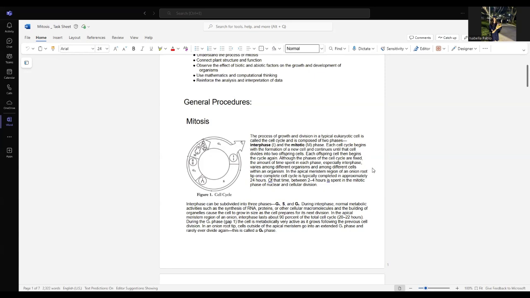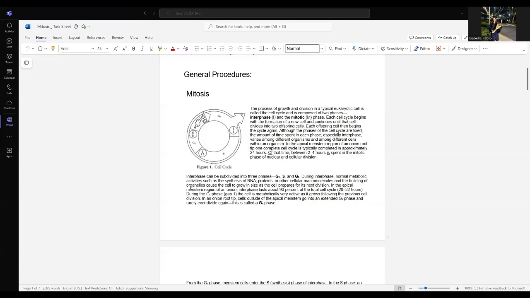In the apical meristem region of an onion root tip, one complete cell cycle is typically completed in approximately 24 hours. Of that time, between 2 to 4 hours is spent in the mitotic phase of nuclear and cellular division. From that, we can obviously make the connection that for onion cells, the majority of time is actually spent in interphase. Interphase can be subdivided into three phases, G1, S, and G2. During interphase, normal metabolic activities such as the synthesis of RNA, proteins, or other cellular macromolecules, and the building of organelles cause the cell to grow in size as the cell prepares for its next division.